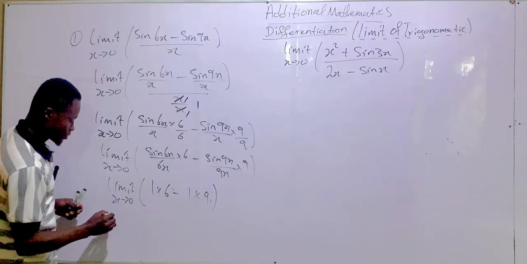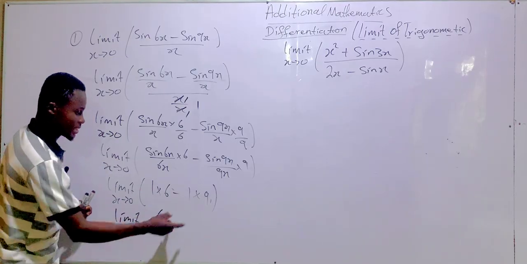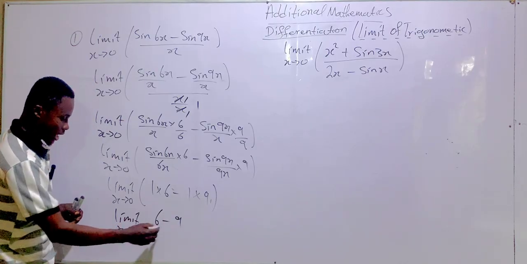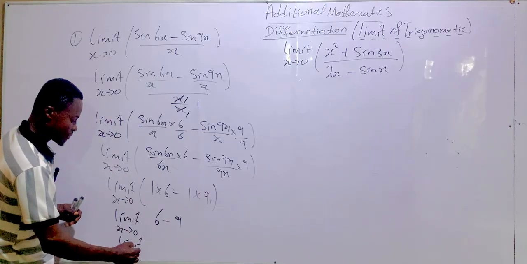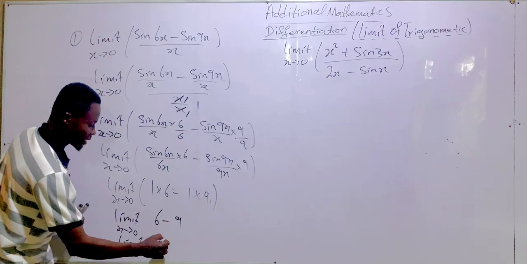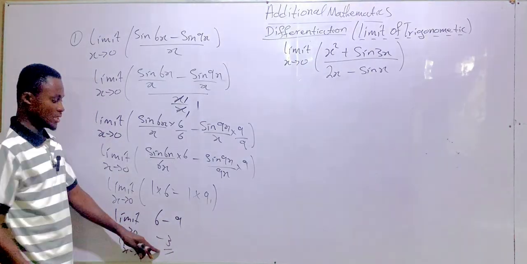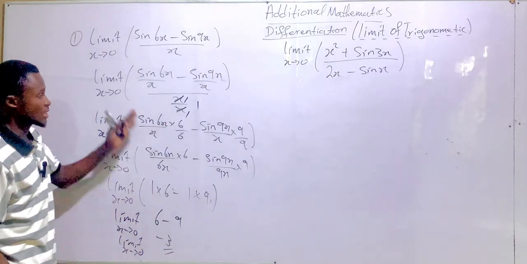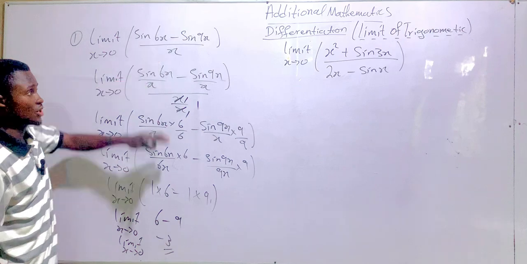So when you multiply, that will give us 6 minus 9. So our final answer as x approaches 0 is minus 3. So this is our final solution for this question. And this is how to solve the limit function involving trigonometry.